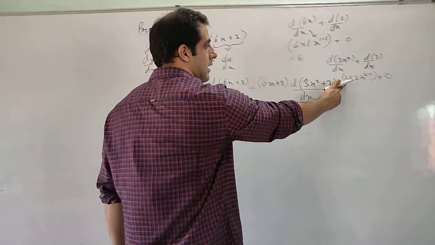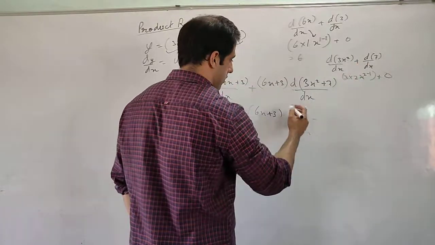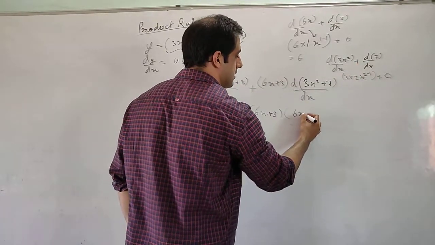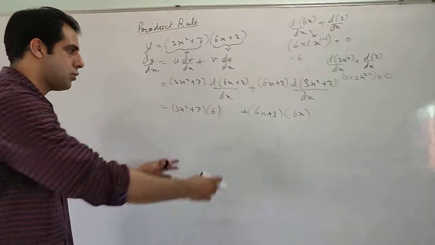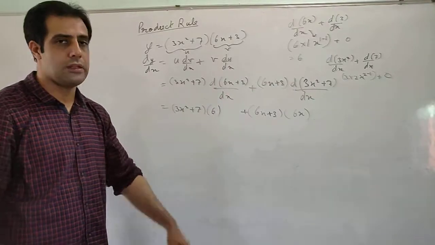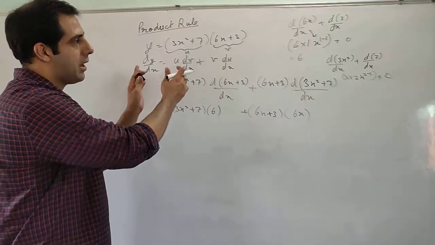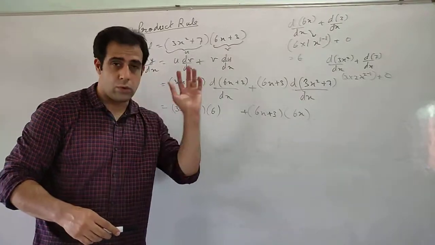So what am I getting here? I will get 6 into x to the power 1. So its differentiation will be 6x. So this will be our differentiation. Now you can multiply them, add them, whatever you want to do to get the answer. But this is how we apply the product rule. I will give you a lot of questions in assignment, so you are able to practice it.